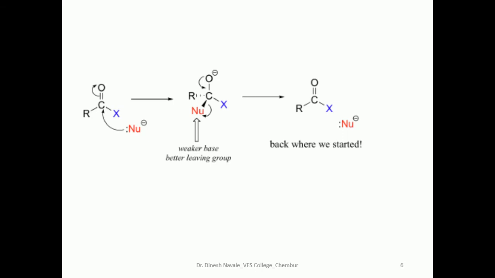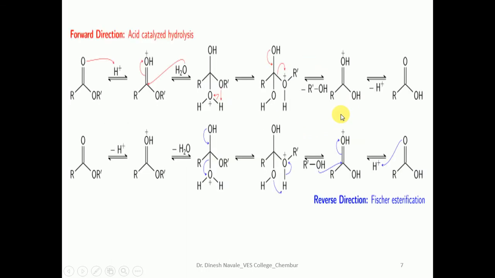If your leaving group X is very strong and stable, it will be converted into the substitution of X by the nucleophile. But if your leaving group is not strong enough to leave the system, in that case we are again going to get back the starting material as it is.